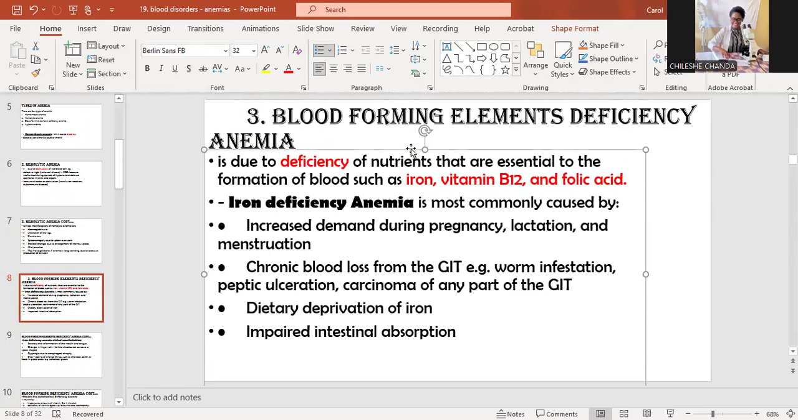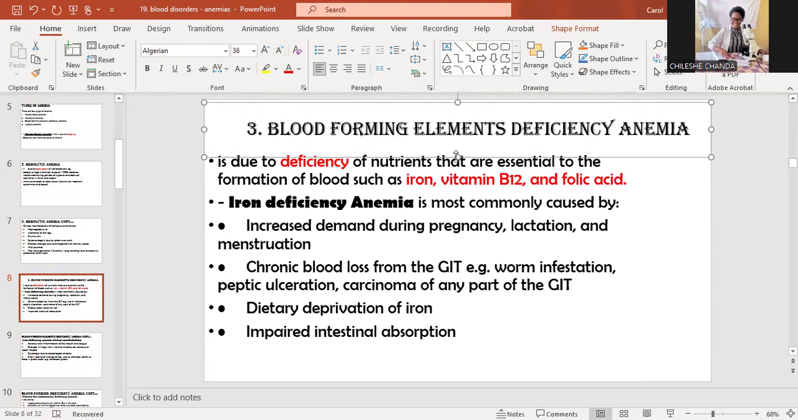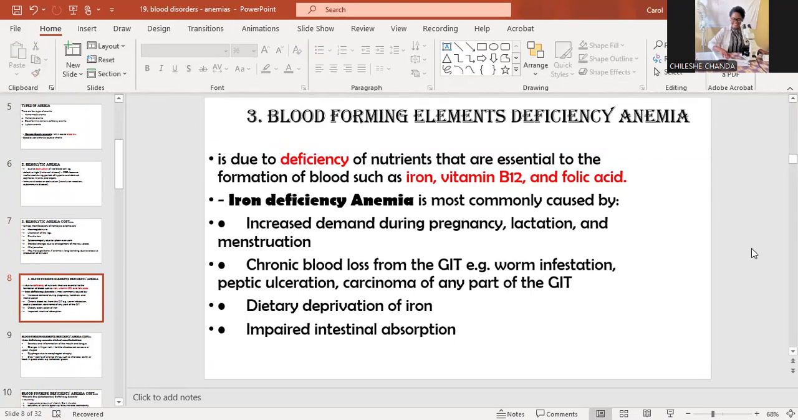Okay, and then the third type of anemia is known as blood forming element deficiency anemia. We have several elements that are responsible for the formation of blood, and some of these elements include iron, vitamin B12, folic acid. So a human being may have deficiency in either one or all of these blood-forming elements. When there is a deficiency in any of these blood-forming elements, you find that the patient is then said to have a blood-forming elements deficiency anemia.